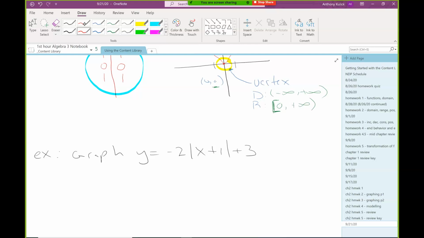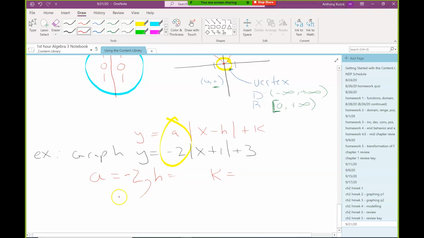So the first thing I'm going to want to do is identify the values for A, H, and K. And I'm going to do that by using this form to identify those values. So what is the value for A going to be? -2. Just using our eyes, we can pick that out to be -2. Everybody okay there?